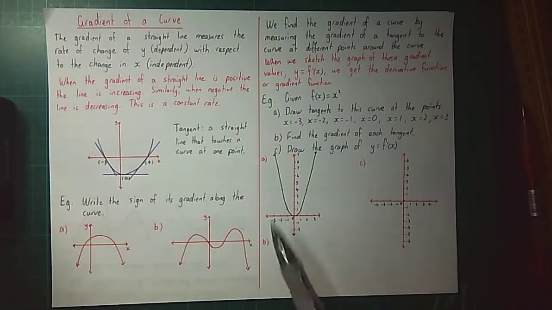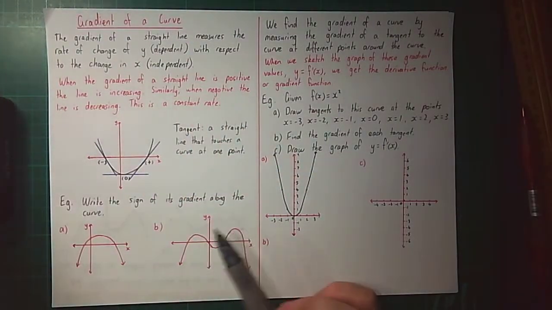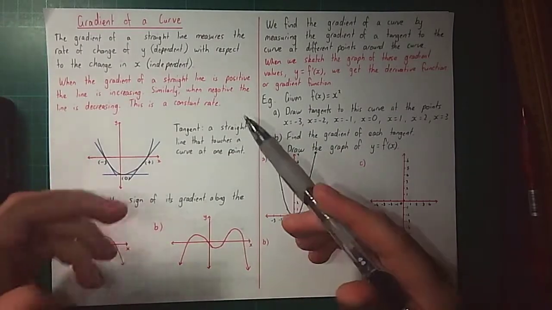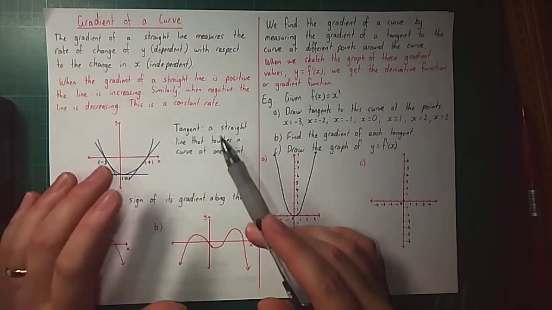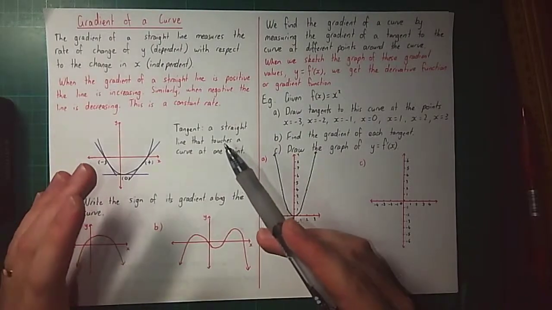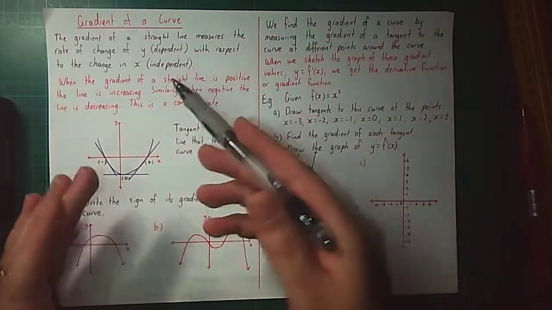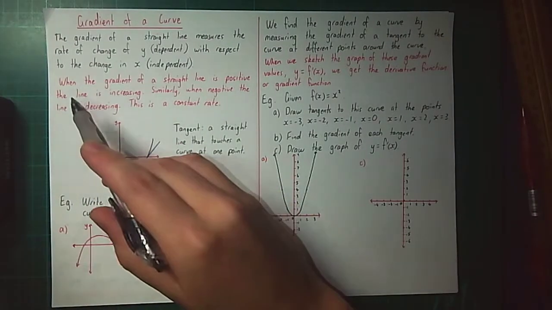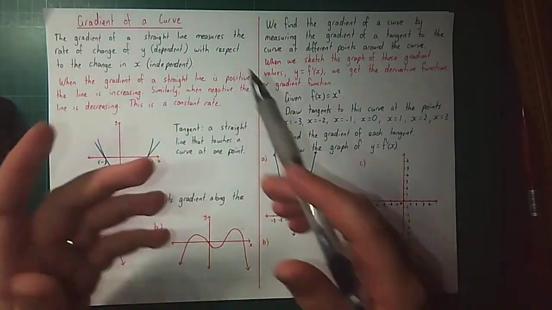We're going to be finding the gradient of a curve. Now, the gradient of a straight line measures the rate of change of y, which is a dependent variable, with respect to the change of x, which is an independent variable. So we're changing x, and as we change x, y changes. That's what that means.